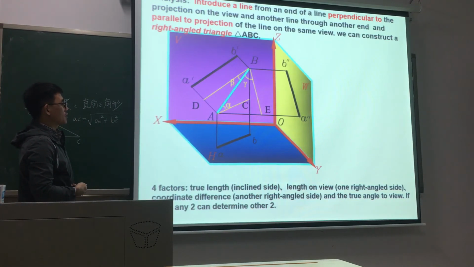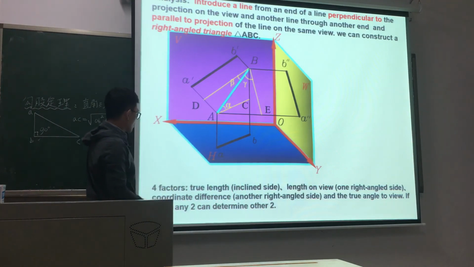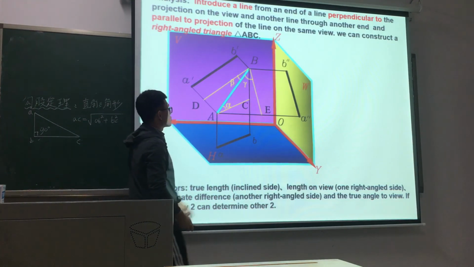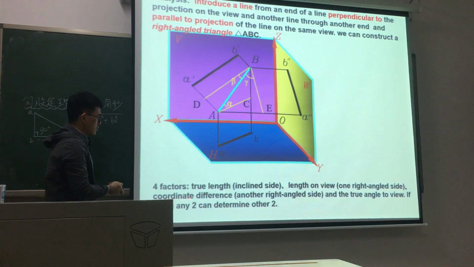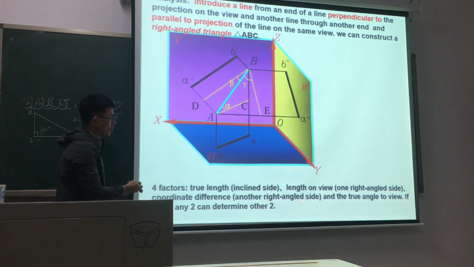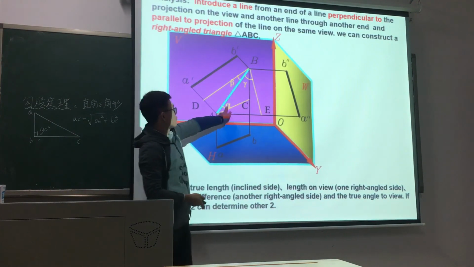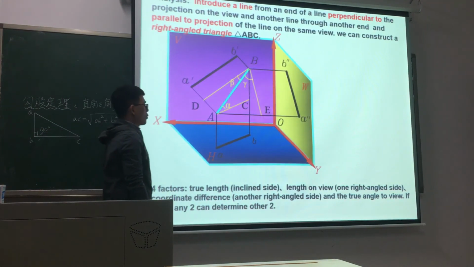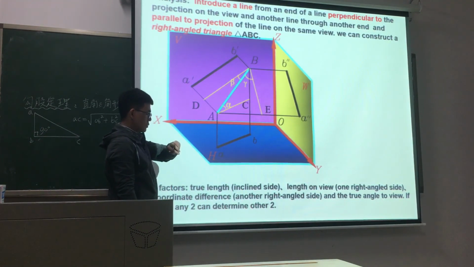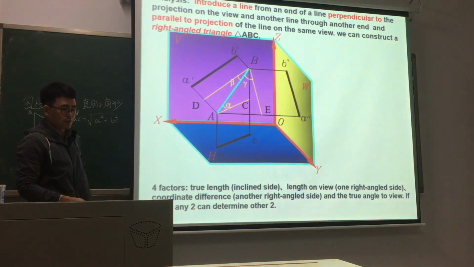So we have 4 factors. The true length is the inclined length side. The length on view, AB, is one right angle side. The coordinate difference, which is this distance, is the other right angle side. And the true angle: alpha, beta, and gamma. If given 2, we can determine the other 2. Which ones do we already know from the 3-view projection?